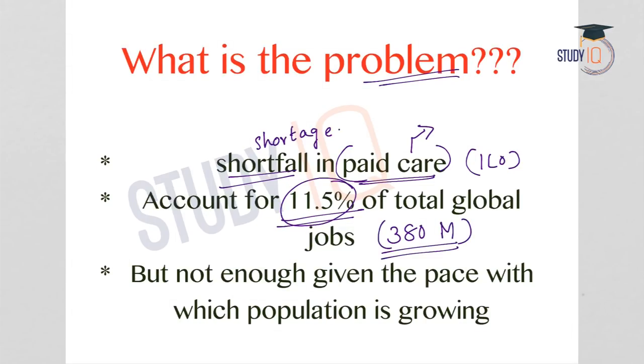Even though 11.5% of the total global jobs are in this sector, there has been a shortage. And what is the reason for this shortage? The population has been increasing, or growing population. So when we consider the pace with which the population is growing, the available paid care workers are not enough in order to meet the demands of the growing population.